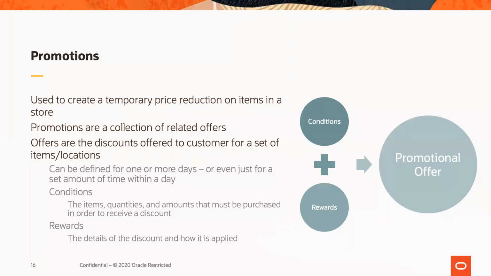So for conditions, it depends on the type of offer, but it can be the number of units that they need to buy or how much they need to spend. And then the rewards is similar. What's the percent off or the amount off that they get based on reaching those conditions?